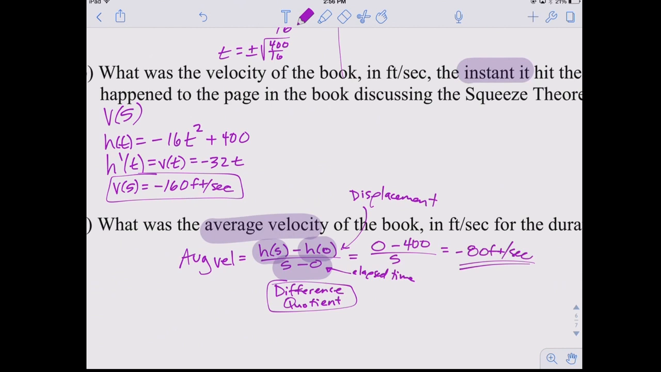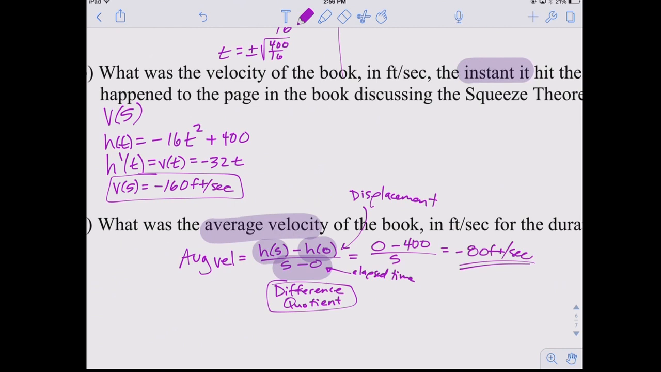But here's my question to you. I know that the book actually started at 0 feet per second and ended up at 160 feet per second, in terms of the speed. But the average was 80. I know it wasn't going 80 feet per second the whole time, but did there have to be at least one time during its fall where it was going 80 feet per second downward? What theorem would guarantee that? It's got 3 letters. The IVT.